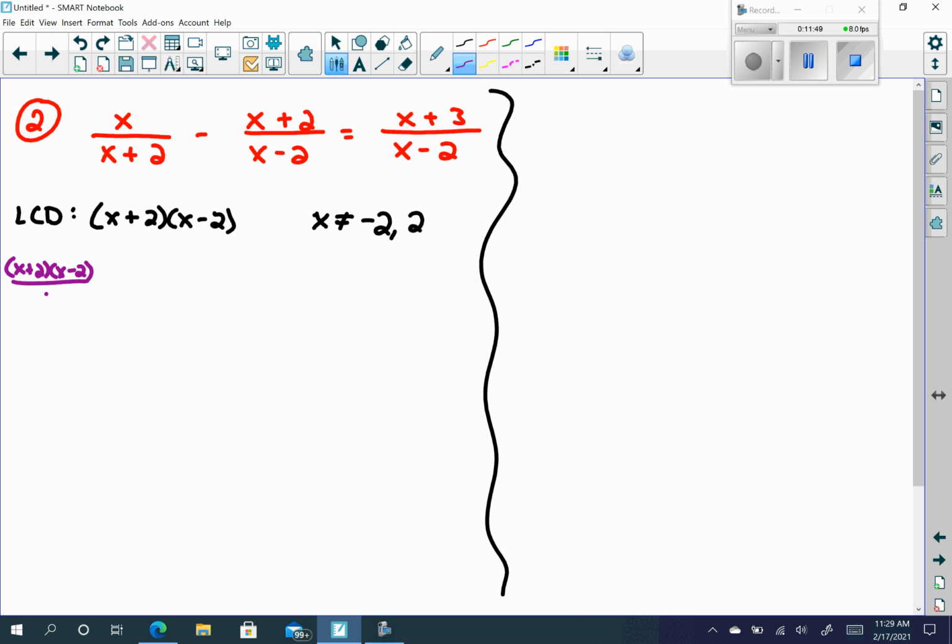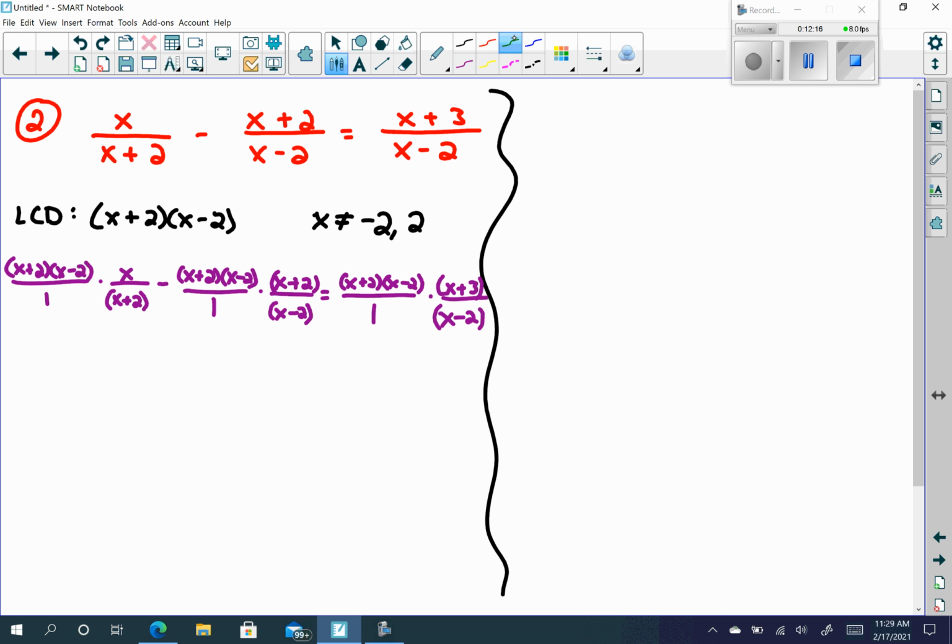I know this is a lot to write out, but here's my first fraction being multiplied by that LCD. Minus, here's my LCD again, times the x plus 2 over x minus 2. And then times the x plus 3 over x minus 2. So as I go through, I'm going to cross out what is going to divide out here. So the first, I'm going to cross out the x plus 2. So what do I have left? I have an x times an x minus 2.